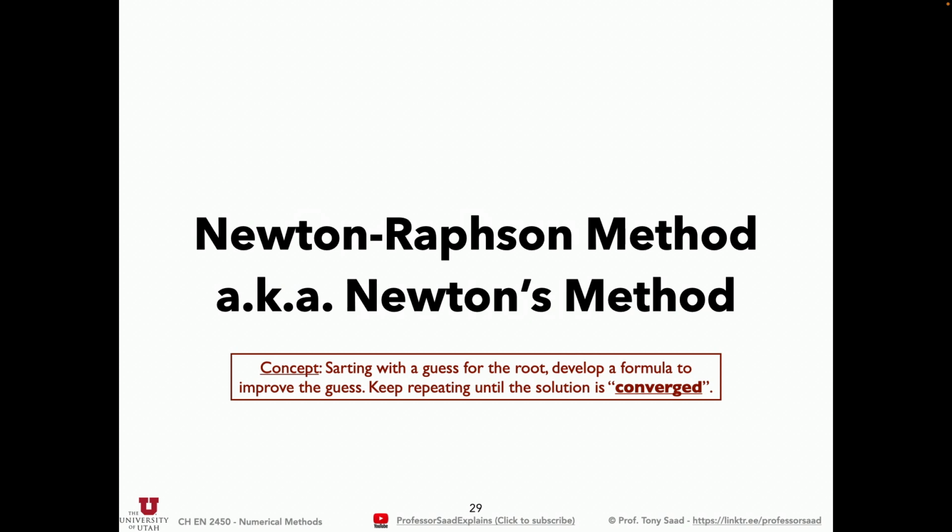And the idea with Newton's method is similar to iterative linear solvers. We're going to start with a guess, develop a formula to improve that guess. We're going to develop a formula based on the residual function. Okay? And then we're going to keep repeating until the solution is converged. When is it converged? It's when the value of the guess makes the residual function equal 0, obviously. Just like when we talked about linear solvers, when your solution vector makes AX equal B.